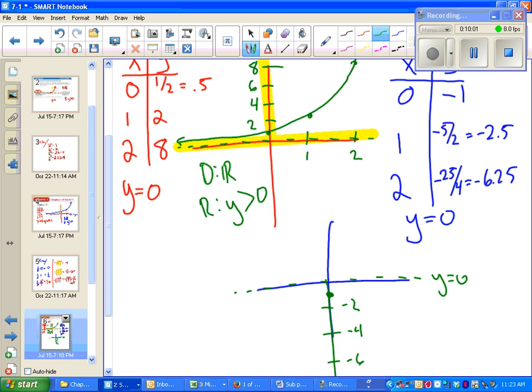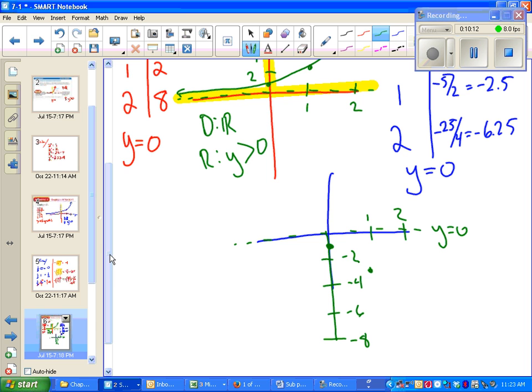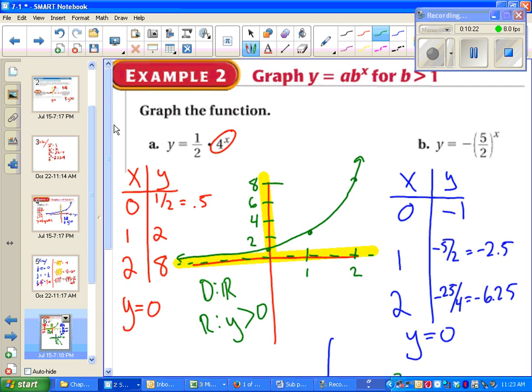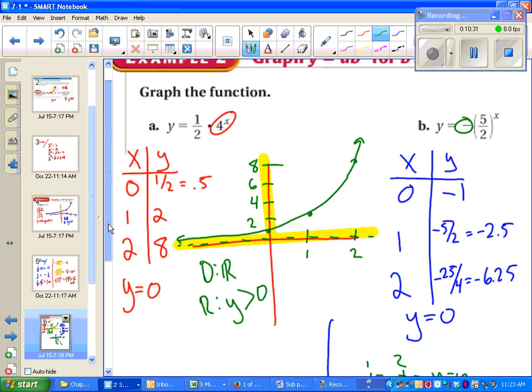Second point is 1, negative 2.5, and 2, negative 6.25. And I draw a curve getting close to my asymptote, but never touching it. Notice this one looks upside down compared to the last one. That's because of the minus sign. We saw that with parabolas. We saw that with square roots. Any graph that has a minus in front of the whole thing really gets flipped over from what we're used to.